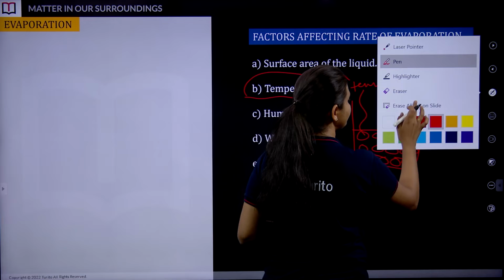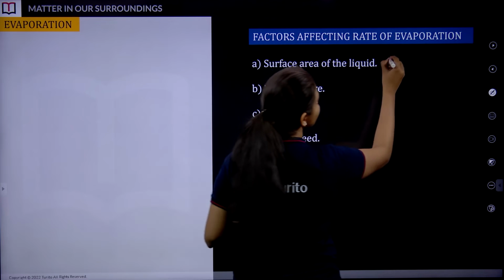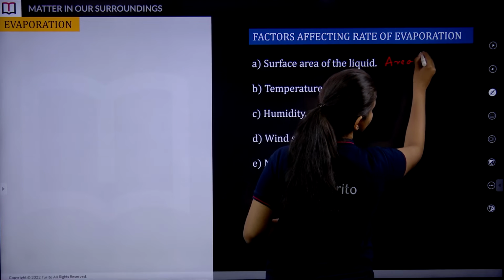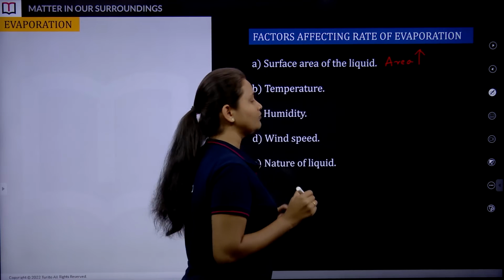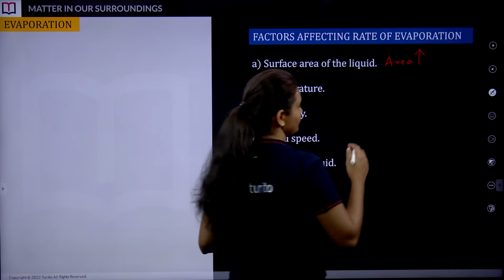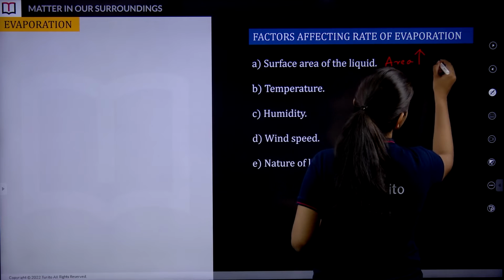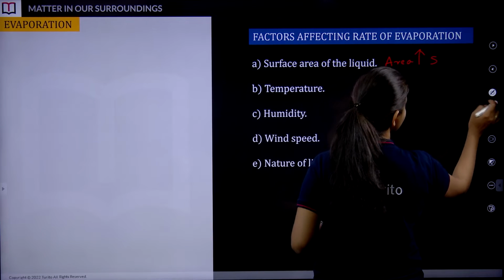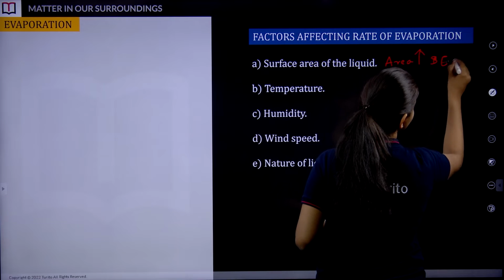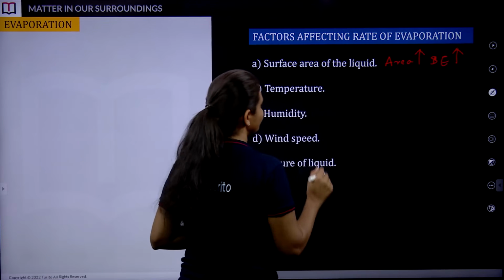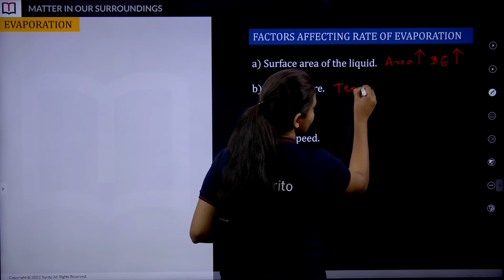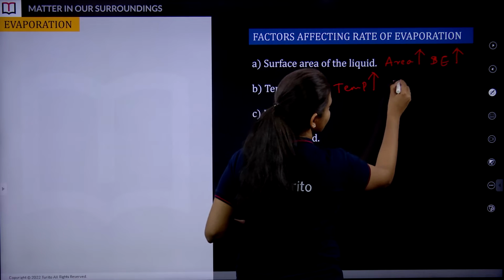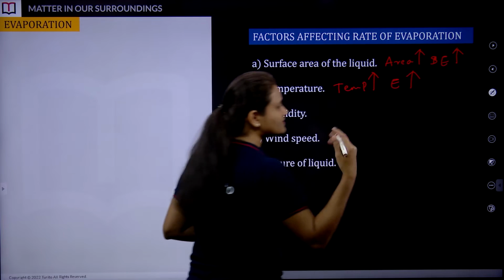Correct? So I'll just write it here. Surface area: if area is increased, evaporation is increasing. I'm just giving you how to write it in a shortcut. That's it. If the temperature of the system or the liquid is increased, try to understand, evaporation increases.